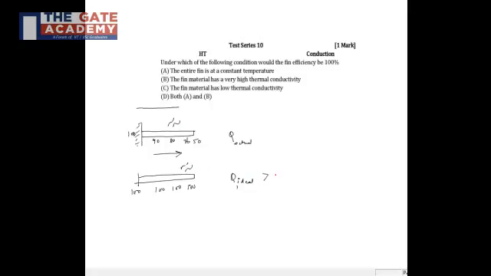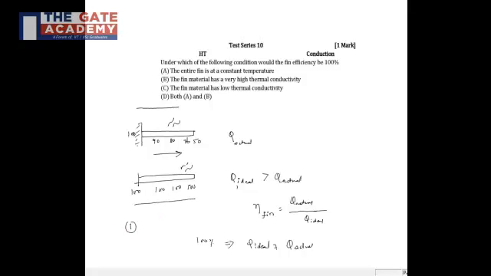So Q ideal will be more than Q actual, and this ratio is what is defined as the efficiency of the fin. That is, Q actual, when there is a thermal gradient set up because of the conductivity, divided by Q ideal, which is when the entire fin is at a constant temperature. The efficiency obviously will be 100% when Q ideal is equal to Q actual. For this to happen, the temperature of the entire fin should be the same.